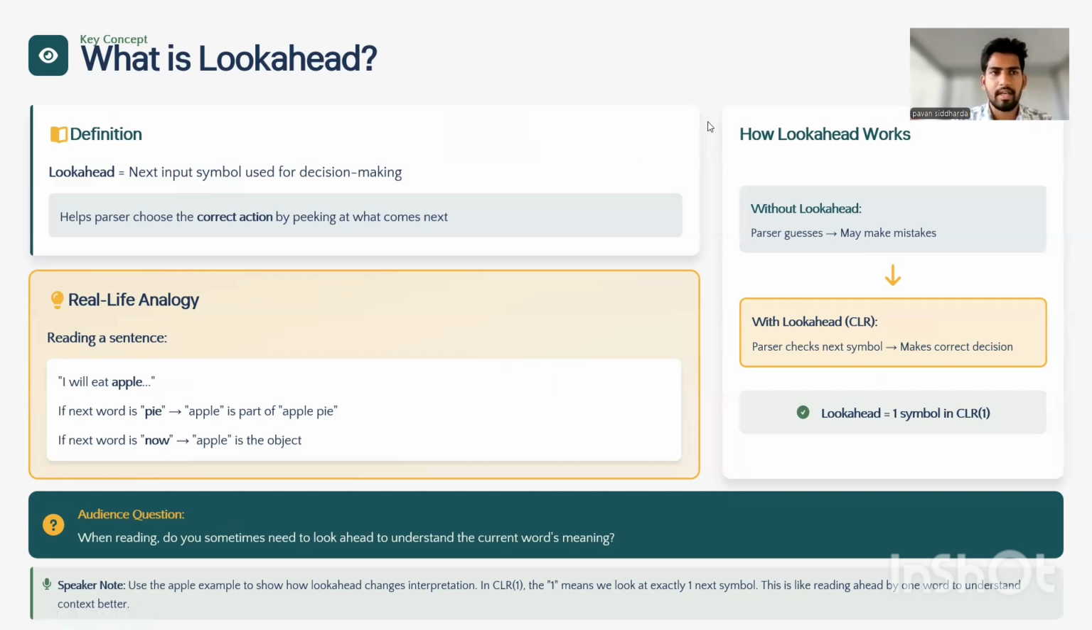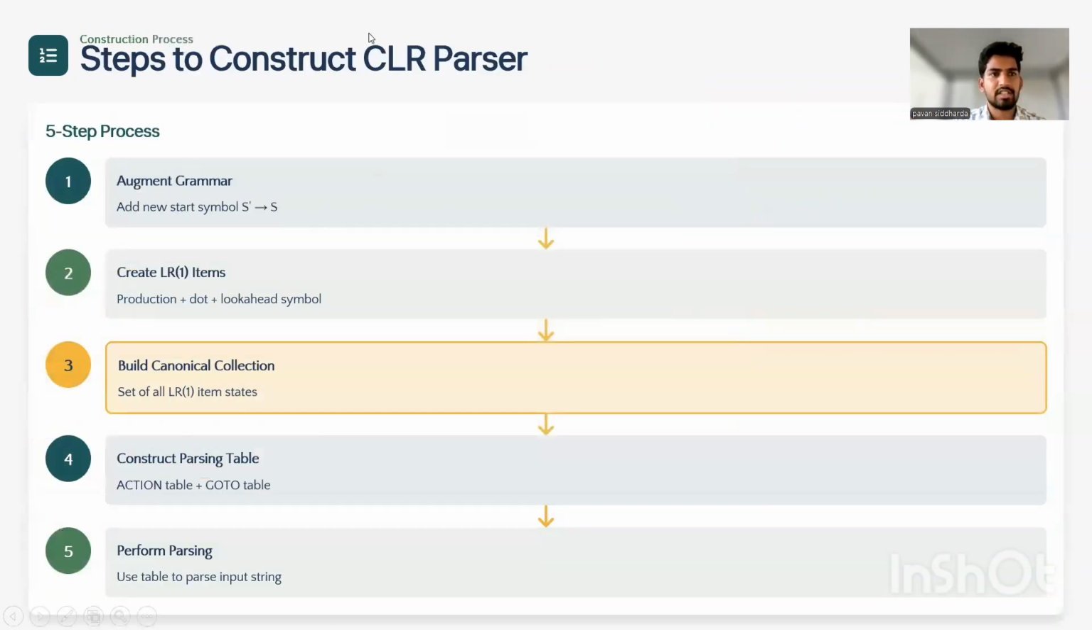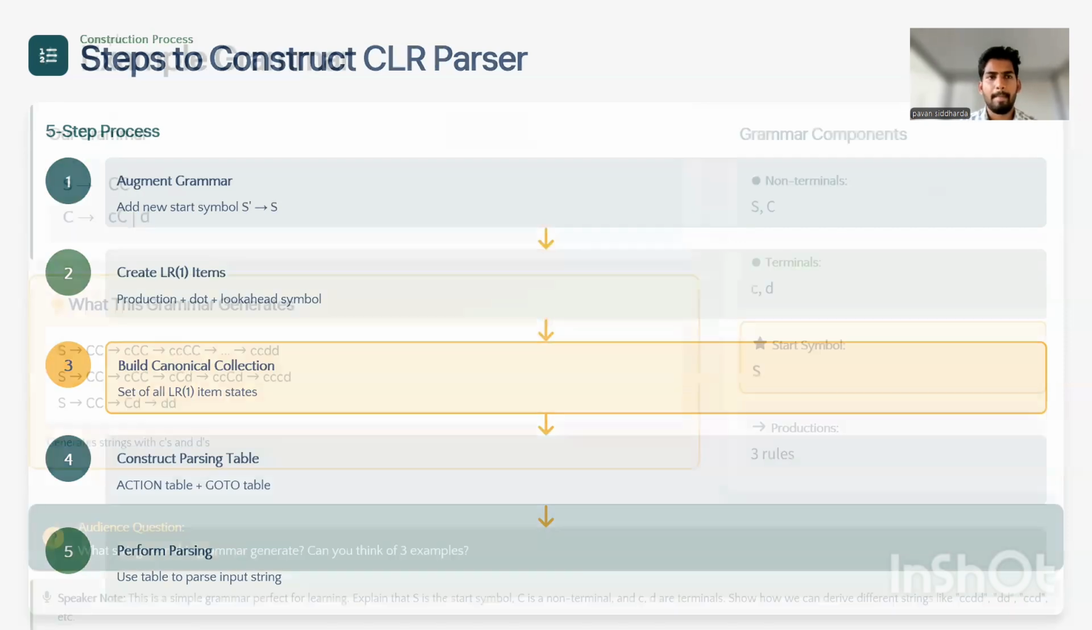Coming to the next slide, the construction process: steps to construct a CLR parser. First we have to augment the grammar. They will give a grammar, we should augment it, create the LR1 items and build the canonical collection. Then we construct the parsing table and perform parsing. So these are the steps of the process.